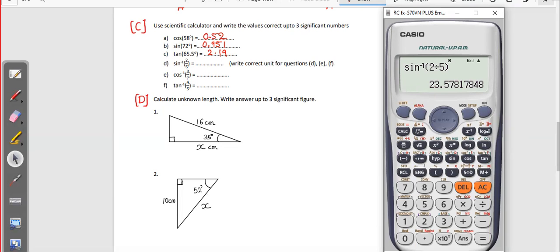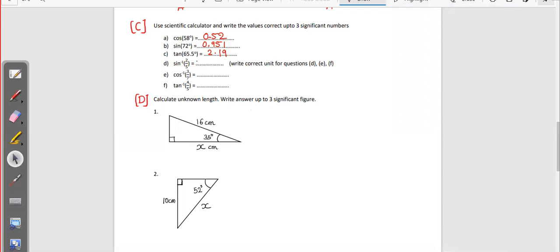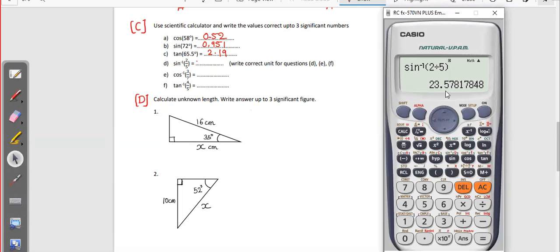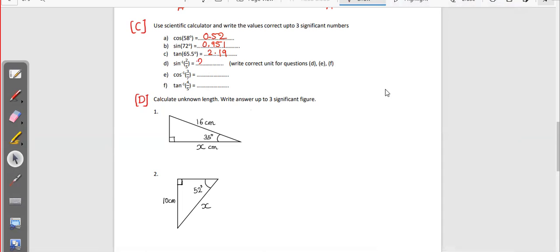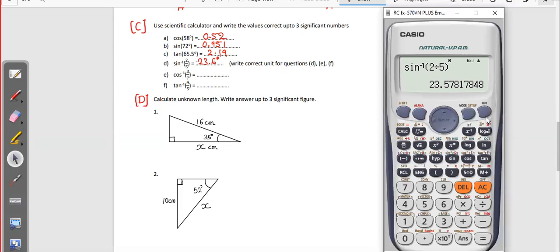So write the unit for the question. The unit for this value is degree. Here they have mentioned 3 significant figures, so I will write the answer in 3 significant figures. 23.6 up to 3 significant figures. So it will be rounded off to 6. 23.6 degrees. It is important to mention the unit. Then next question, cos inverse.